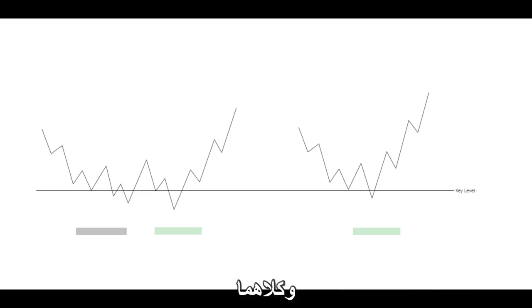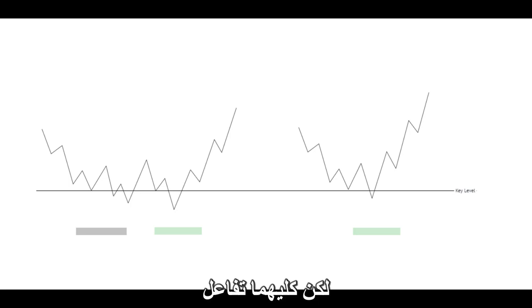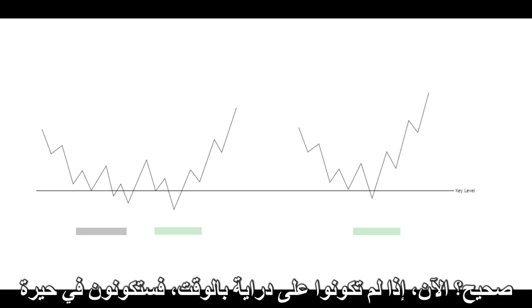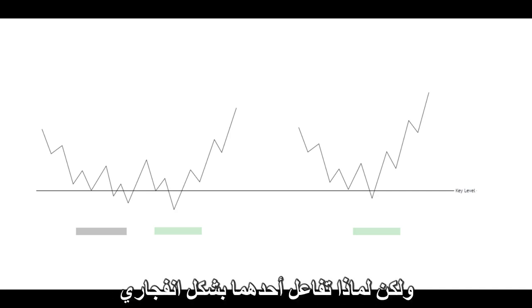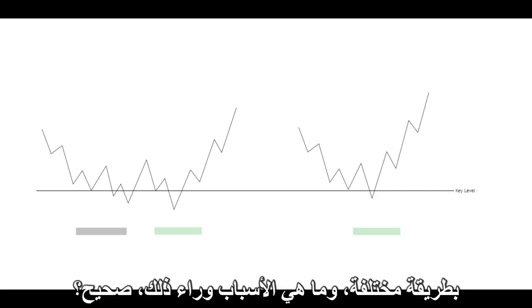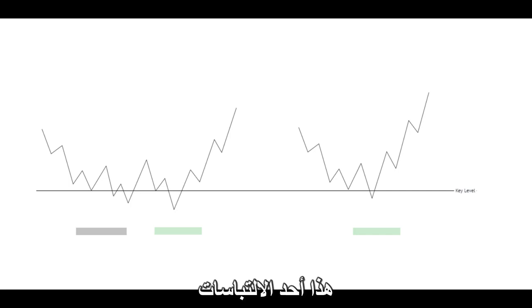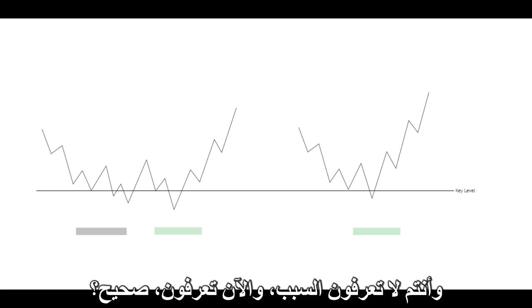Now, in both of these reactions, you can see that both have a similar journey towards the key level, and then both reactions also had similar testing of the key level and turtle soup, but both of them reacted differently, right? Now if you were not familiar with time, then you'd be confused as to why that happened, right? You'd be saying that both of them tested it the same way, but why did one of them react explosively and why did the other react in a different way, and what were the reasons behind it, right? That is one of the confusions that most of you have, like price reacting to key levels differently and you don't know the reason, and now you do, right?